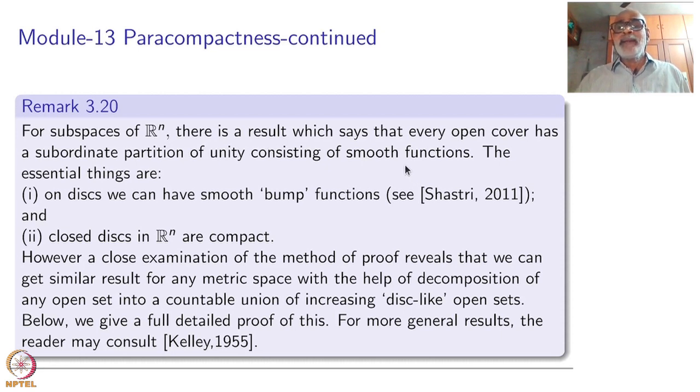And what is the additional thing that we have to do there? Namely, on every disk you can have what is called a bump function. For more, you can see this reference here. The second thing is the local compactness in a very special way for Rn, namely the closed disks themselves are compact.